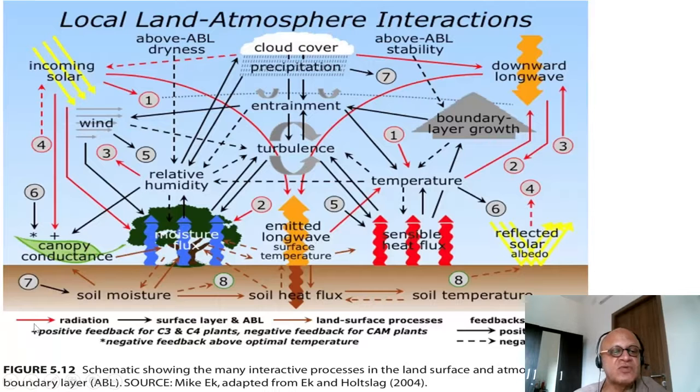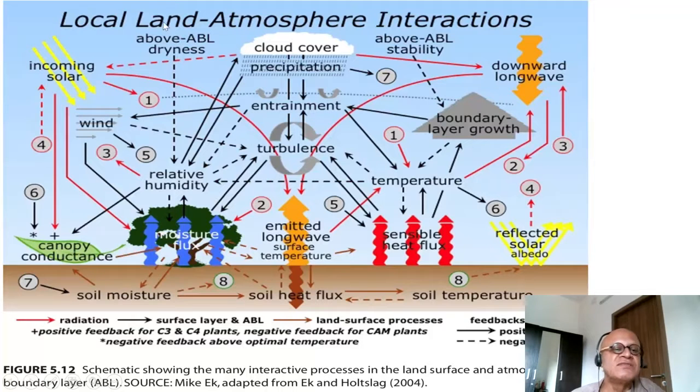So going through this, we have colored arrows here pointing to radiation, surface layer and atmospheric boundary layer, land surface processes in this soil color of brownish. So there are positive feedbacks for C3 and C4 plants. If you don't know what that is, don't worry about it. It's the pathways of photosynthesis where they have different properties in terms of their dependence on temperature and CO2 concentrations and so on. Negative feedback for CAM plants, another class of plants, and negative feedback for optimal temperatures.